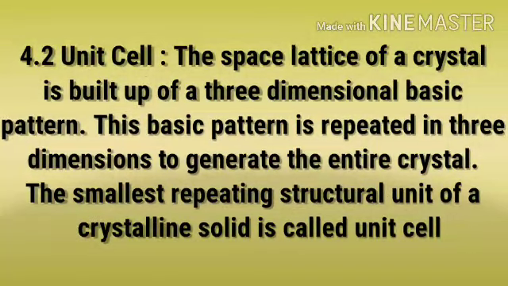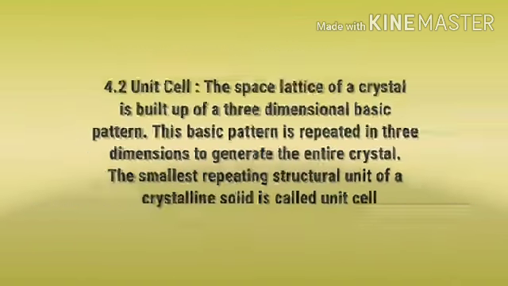Now we will see what is unit cell. The space lattice of a crystal is built up of a three-dimensional basic pattern. This basic pattern is repeated in three dimensions to generate the entire crystal. The smallest repeating structural unit of a crystalline solid is called unit cell.